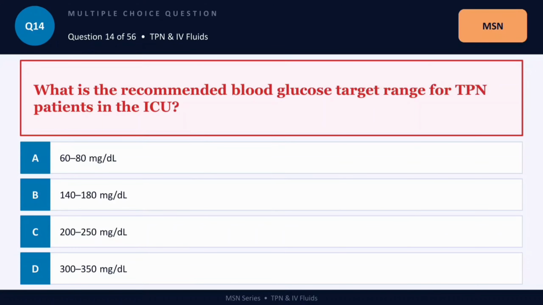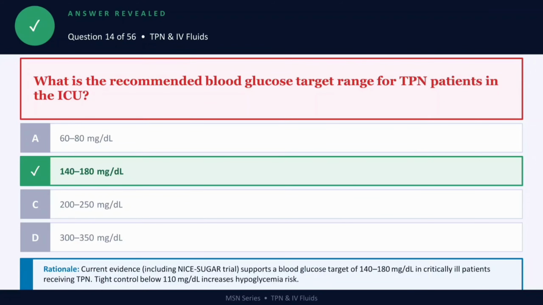Option A 60 to 80 mg per dl. Option B 140 to 180 mg per dl. Option C 200 to 250 mg per dl. Option D 300 to 350 mg per dl. The correct answer is option B 140 to 180 mg per dl. Rationale. Current evidence supports a blood glucose target of 140 to 180 mg per dl in critically ill patients receiving TPN. Tight control below 110 mg per dl increases hypoglycemia risk.